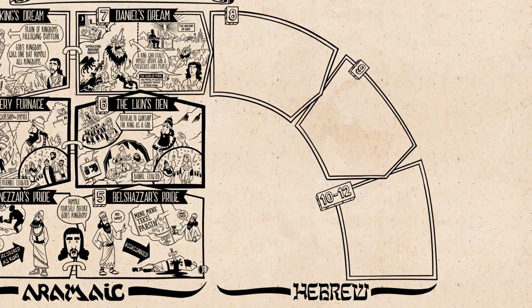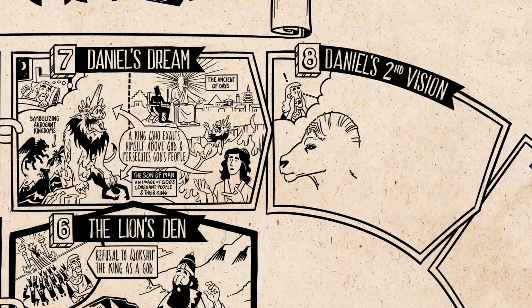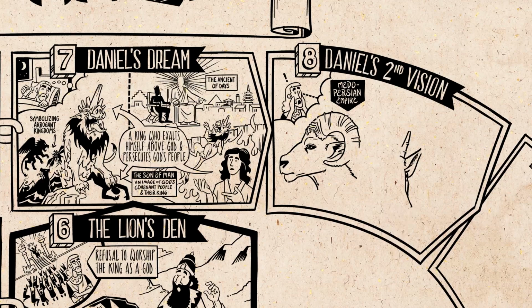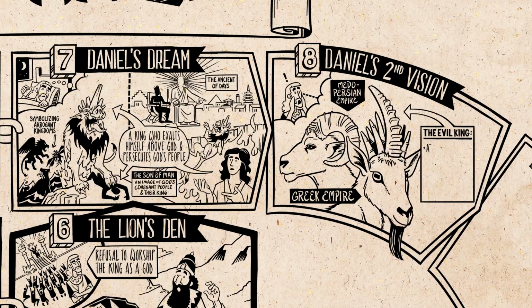set out to explore. In chapter 8, Daniel has another vision about the final two beasts of chapter 7, but this time they're symbolized by a ram, who we're told is an image of the empire of the Medes and Persians, and then by a goat, who's an image of ancient Greece. And out of the goat come a whole bunch of horns, one of which symbolizes the evil king from chapter 7. And we're told more about him, that he will attack Jerusalem and exalt himself above God and defile the temple with idols. However, in the end, he will be destroyed by God, who will exalt his people and his kingdom.